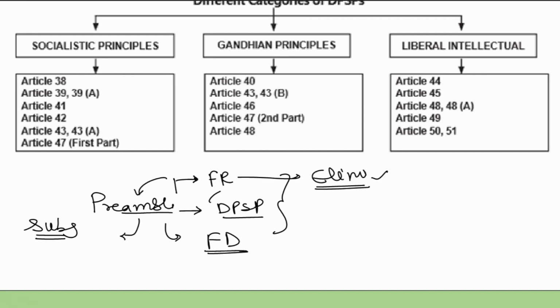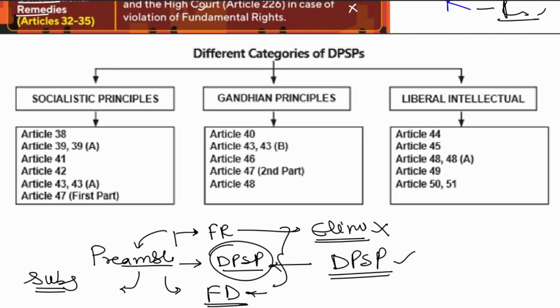So what is in question now? The DPSP, because this is also eliminated. Citizens are not playing a part here, only the state is in question. So we are questioning the DPSP. Now let's come to the DPSP. What can we see in the DPSP now? The DPSP is divided into three parts. One is the socialistic principle. So these are in question.